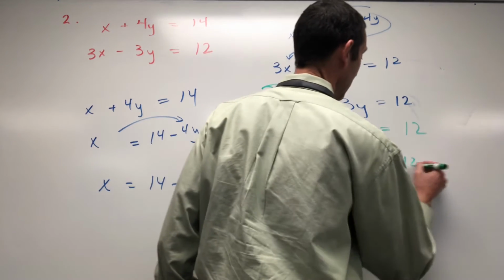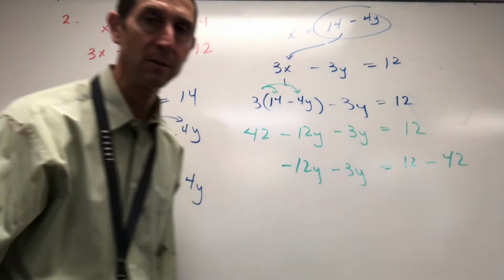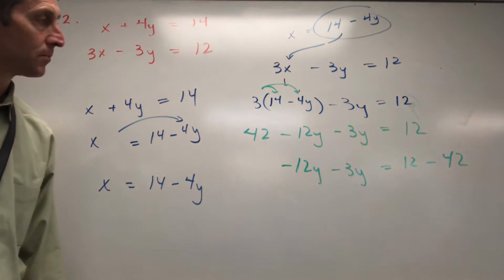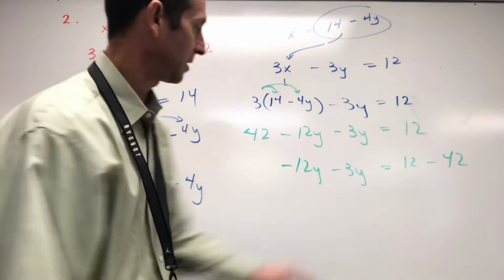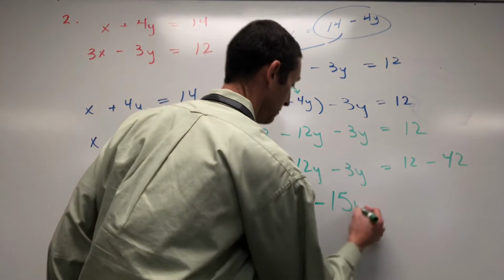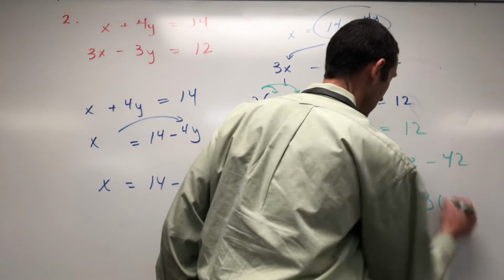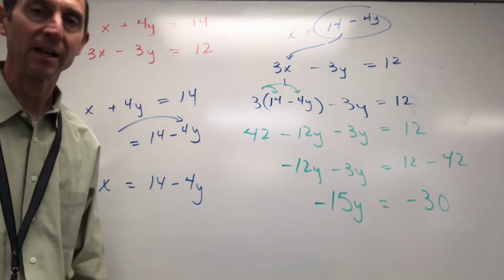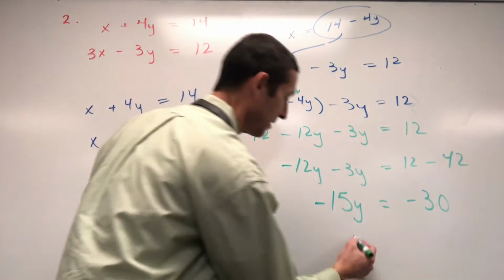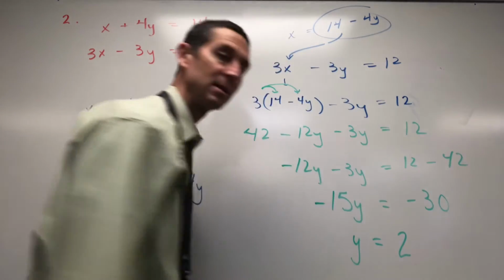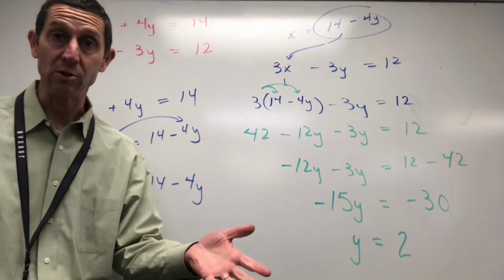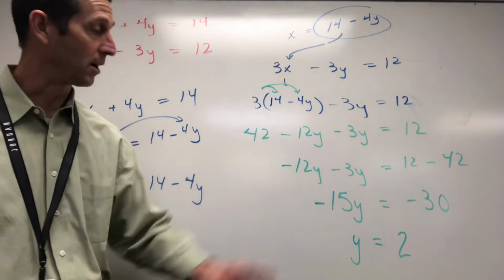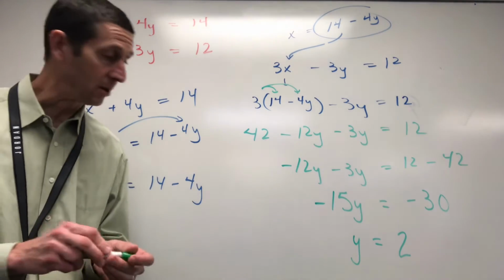Let's subtract that 42. Can you still see the 42? Yeah, it's still in there. Clean this up, clean that up. What is this? Negative 15y equals negative 30. And then you got a negative divided by negative, looks like y is positive 2. So remember, there's two answers you got to find. You got to solve for x and you got to solve for y. We know the y, it's equal to 2.